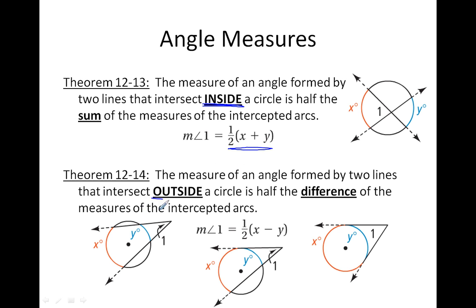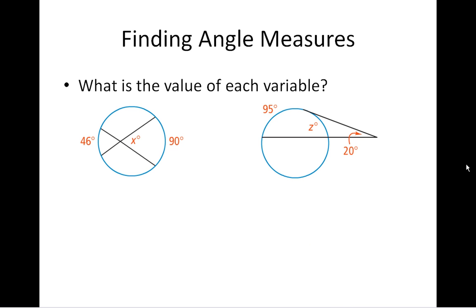If, on the other hand, the angle is outside the circle, then that angle is half of the difference. So if it's inside the circle, we add. If it's outside the circle, we subtract. It's going to be very important to remember that because that can be easily confused. So if we look at these examples, here we have an angle x that is formed by the intersection of two secant lines. It is inside the circle, so we're going to add. So the angle is 1/2 of the sum of the two intercepted arcs.